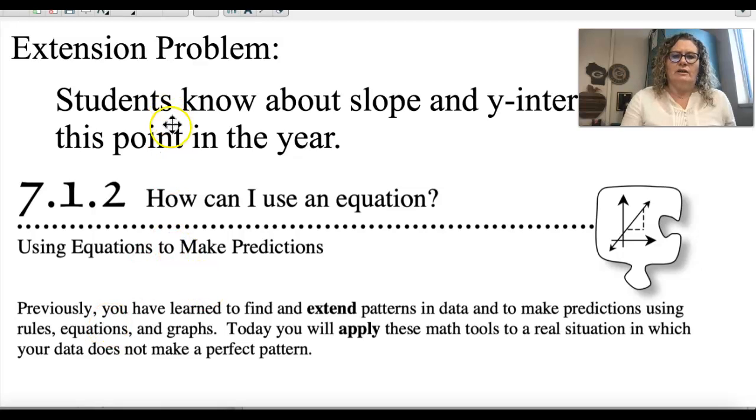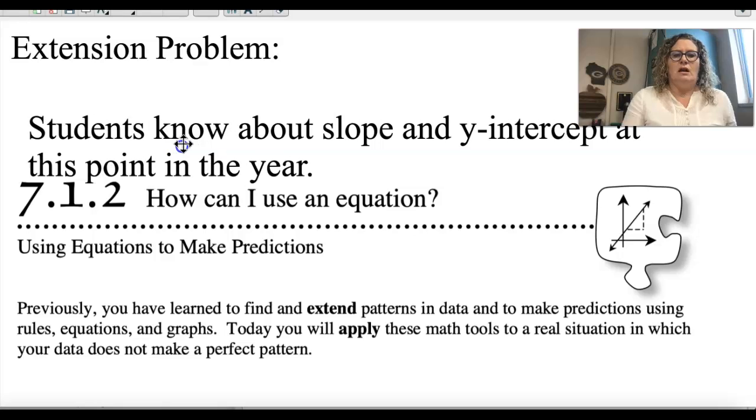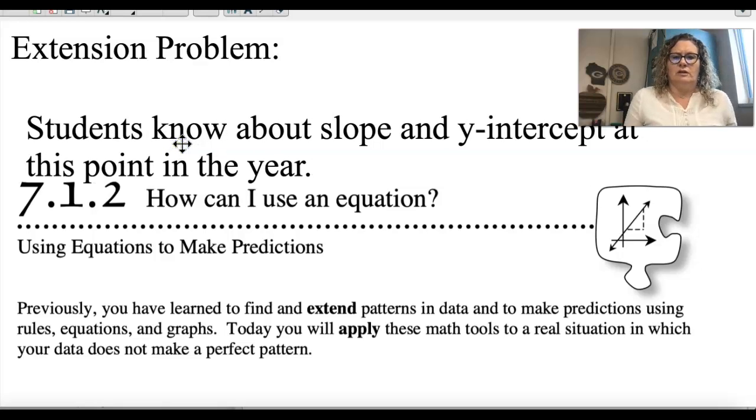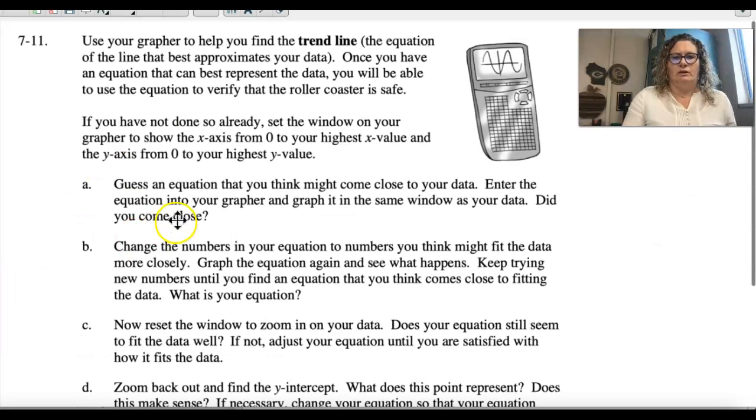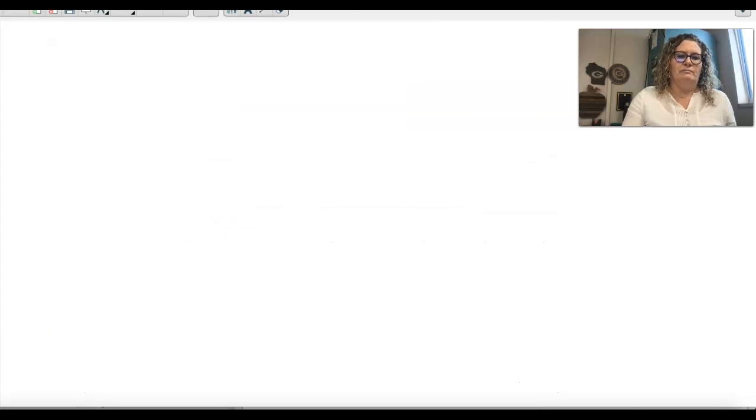Later on, the extension problem is we take this and we talk about how the calculator uses line of best fit to come up with the equation of the line. And so later on in Chapter 7, we're going to look at that. We again have this activity laid out for them. And that is basically the end of my example.